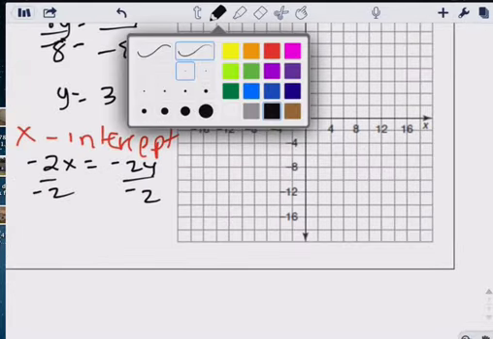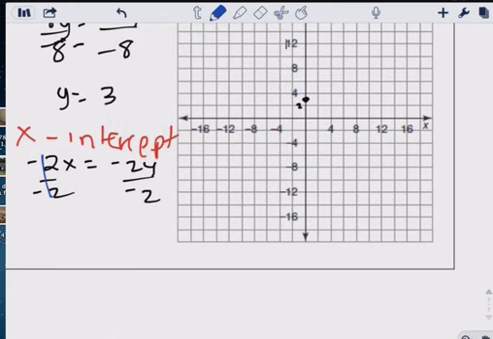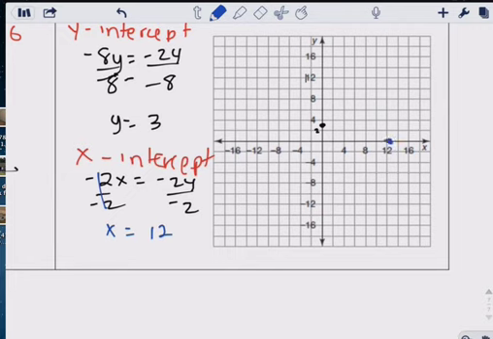Okay, I'm just tired, it's late. x equals 12. So find 12 right there, connect the dots, you got your line.